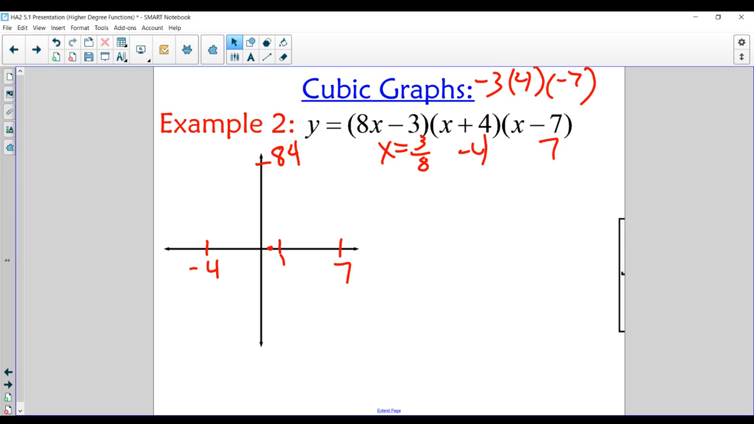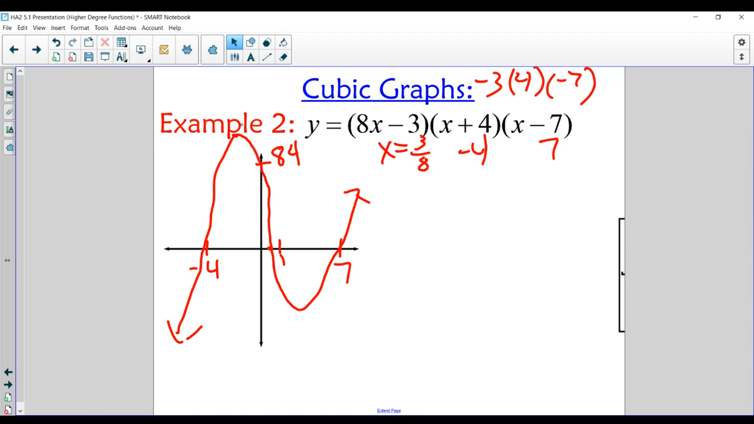So I'm going to put that there. Again, don't draw 84 dashes. We're just getting a general idea of what this looks like. Positive leading coefficient, I got positive 8x, x, and x. So if I were to multiply it out, I would have 8x cubed, so positive 8x cubed. So I'm going to start from down here, work my way up, come back down, go through the 84, go through this, come through the 7, and you've got your graph.